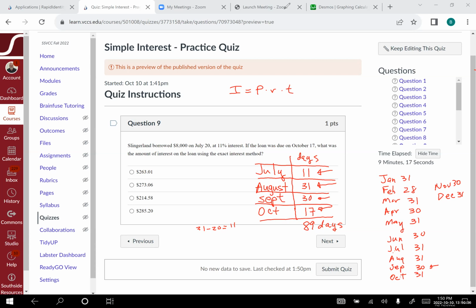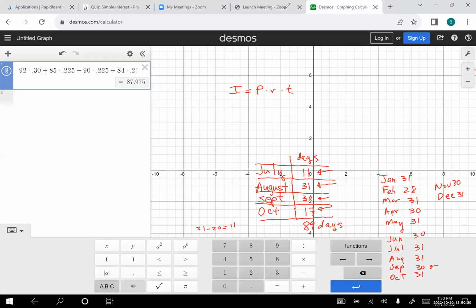Let's go over to our trusty little calculator here and say our interest is our principal for this problem. 8,000 is our principal. Excuse me, I'm gonna take some cough syrup here in a second. Times the rate, which is 11%, times the time. Now the time was 89 days divided by how many days in a year? 365. So that's what I get. Give me 1 minute, take some cough syrup so we can get through this class.